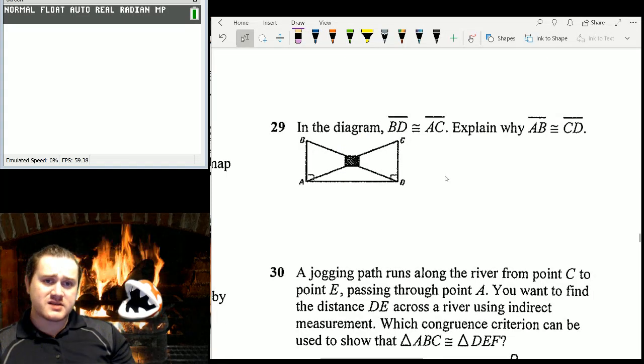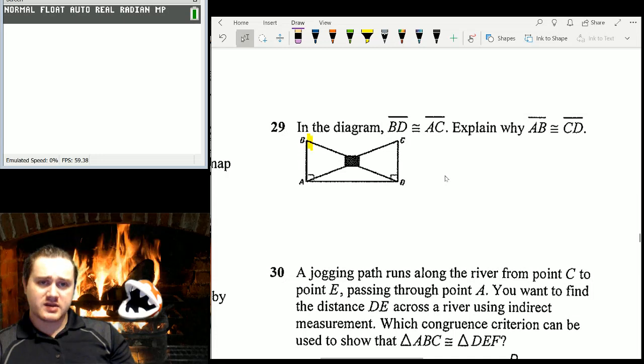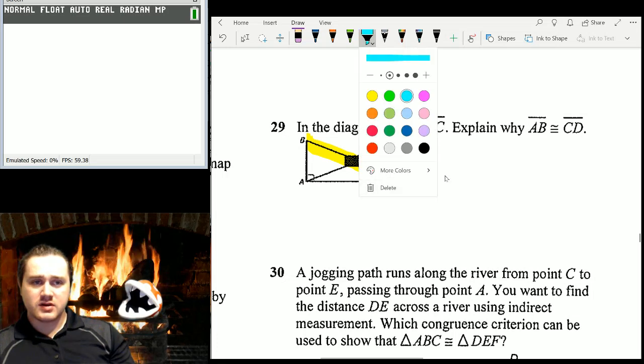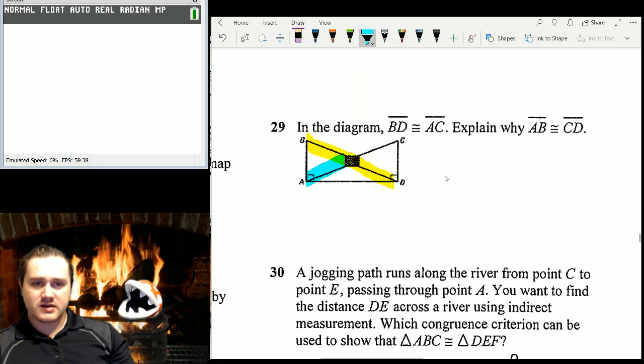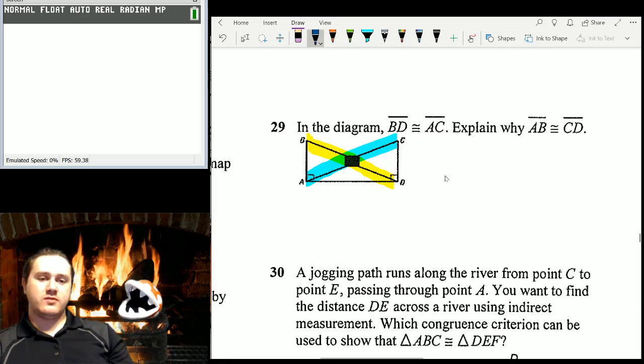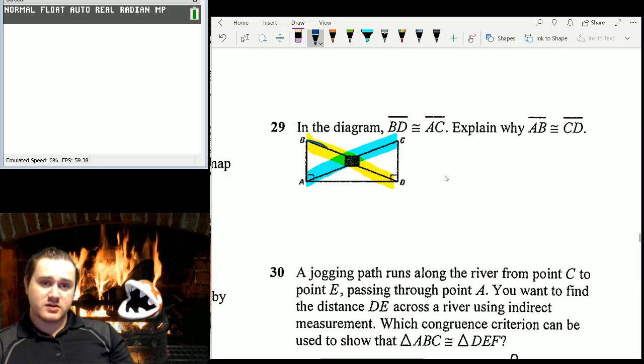Number 29 says that we have BD, which again would be this entire diagonal here, which isn't really a diagonal. It's congruent to AC. It wants us to say how we would know AB is the same as CD. We have to basically figure out how we're going to really say two triangles are congruent. So we have a big triangle that is ADB and another triangle that is ACD.